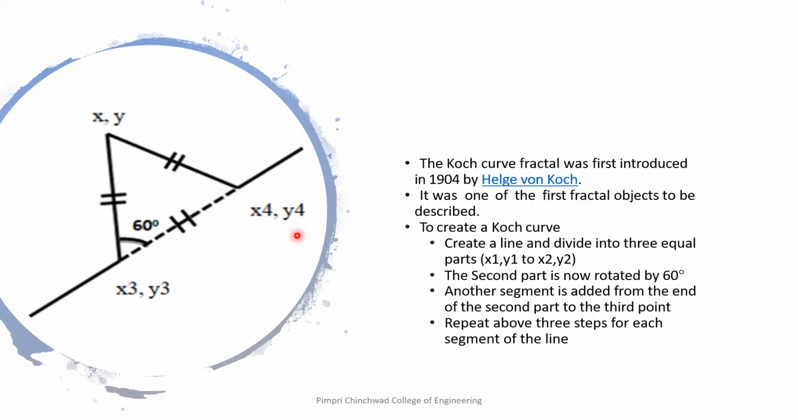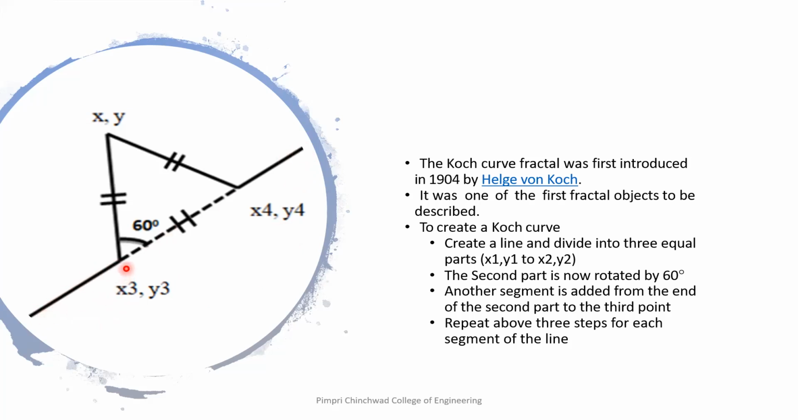Let us dig into a bit of theory. As we have already discussed, the Koch curve was first introduced by a Swedish mathematician, H.P. Koch, almost 116 years back in 1904. It was one of the first fractal objects to be described. So, to create a Koch curve, what do I need first? I need a straight line, right? Suppose this is my start point x1, y1 and this is my end point x2, y2. I need this straight line.